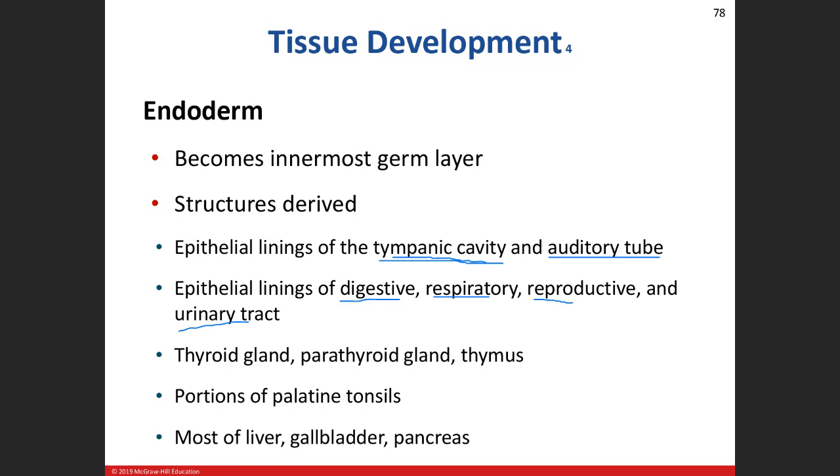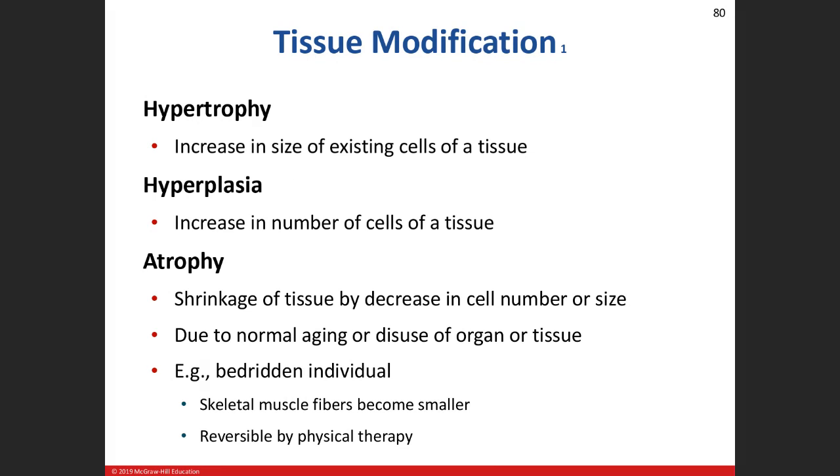So I'll let you go over the rest here: thyroid gland and the gallbladder and the pancreas, and parts of the liver, but a lot of that will come from the endoderm. Again, I don't expect you to be embryology professionals and well studied in it, but just to know a couple of things. The book will go into a little bit more detail if you want to get into that. Let's wrap up with the last part of the chapter, and we call this tissue modification.